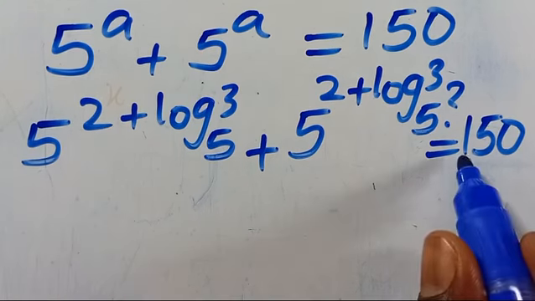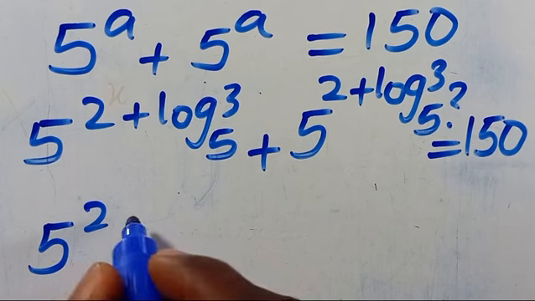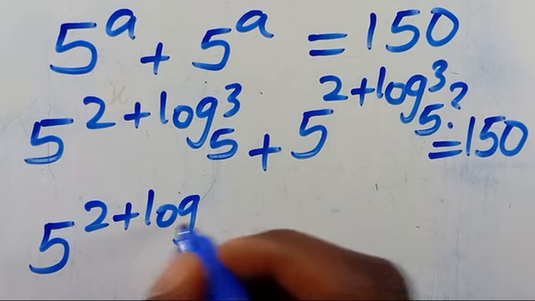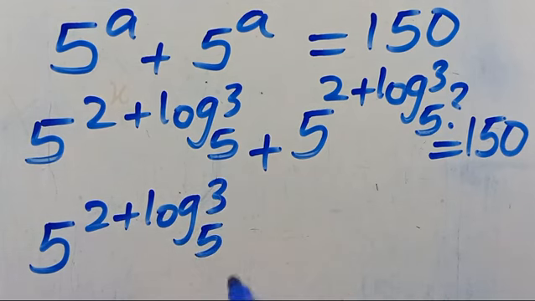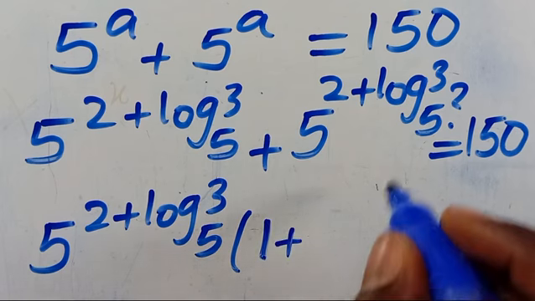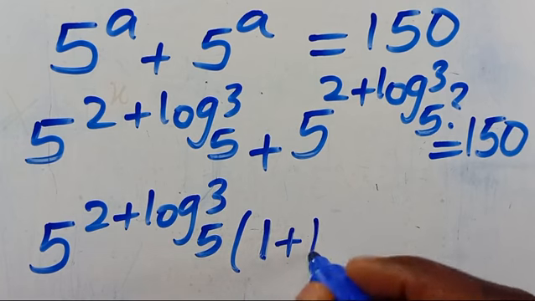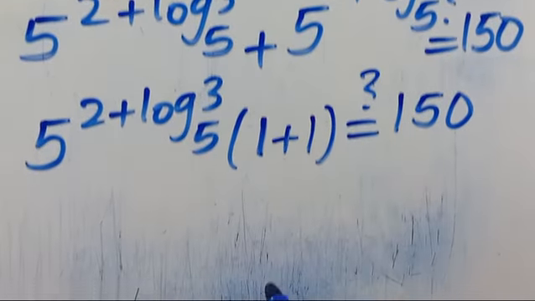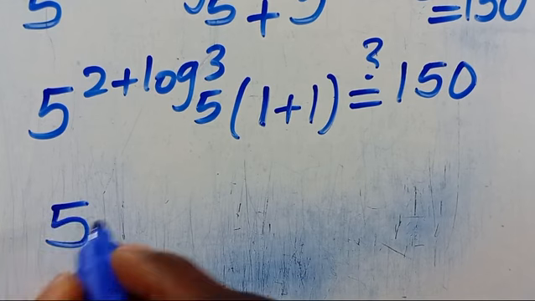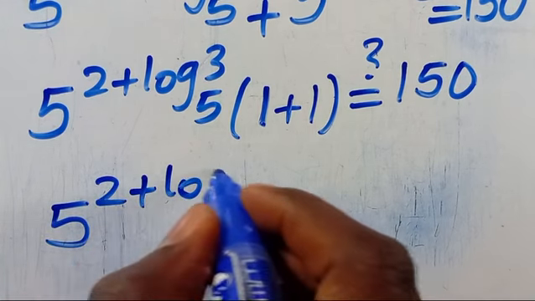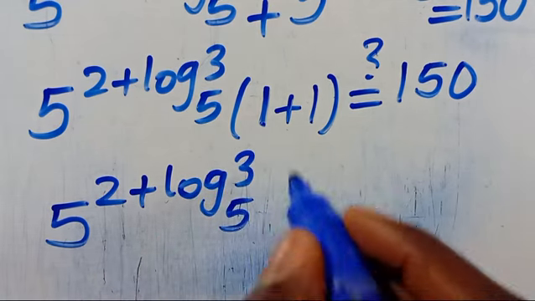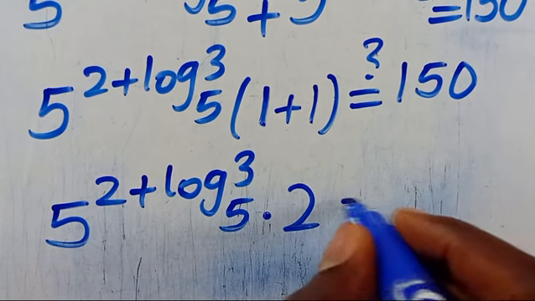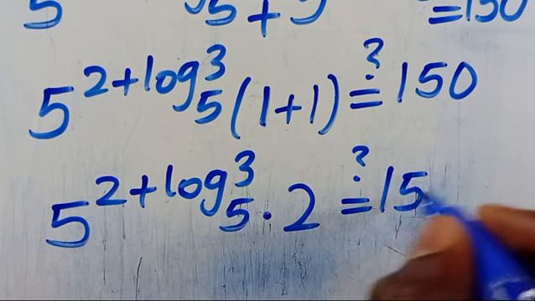This is repeated two times, so we can factor it out to be 5 to the power of 2 plus log 3 in base 5. When you open the bracket, this first term divided by this gives 1, and this second term divided by this gives 1. Then it's going to give us 150. So we have 5 to the power of 2 plus log 3 in base 5 times 1 plus 1, which gives us 2, and it's going to give us 150.